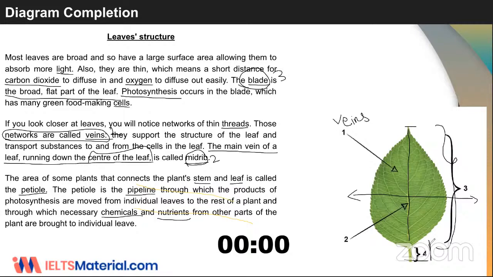Now, when I talk about the last section, you should be able to answer it very clearly. It is the small stem which is actually connecting the midrib to the leaf. So you can see here the area of some plants that connects the plant's stem and the leaf. So this is the stem and this is the leaf which is connecting, and that is called petiole. Petiole is the pipeline through which the products of photosynthesis are moved.